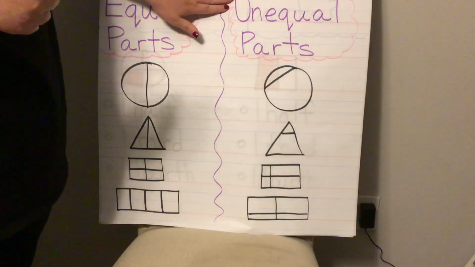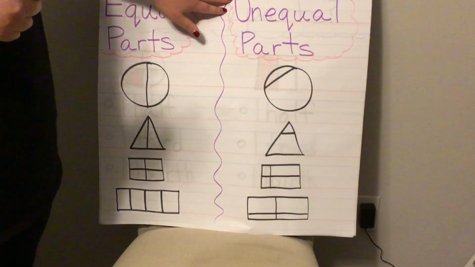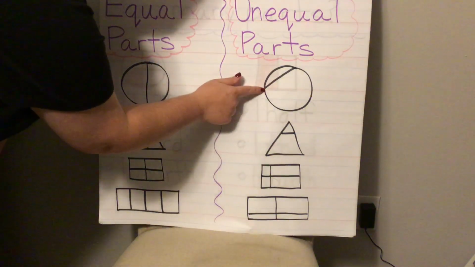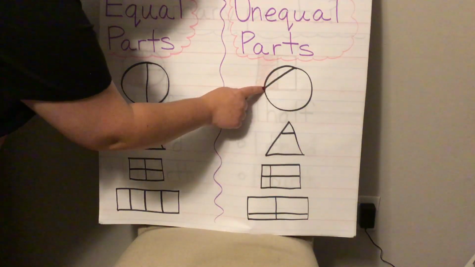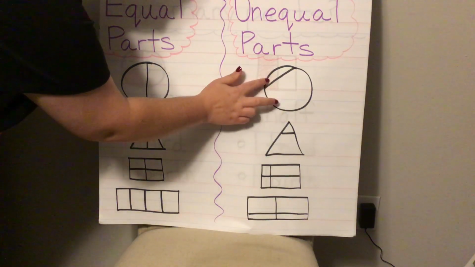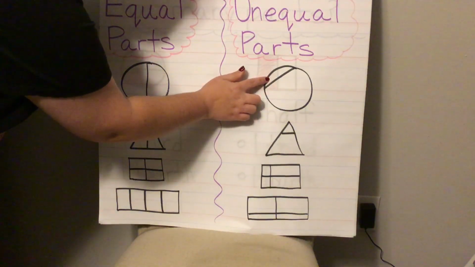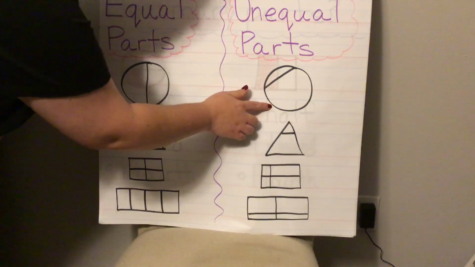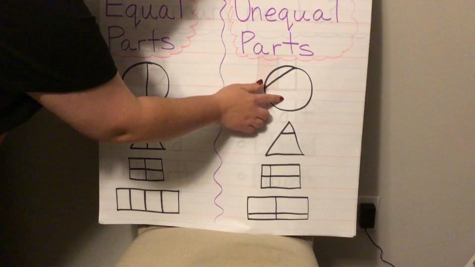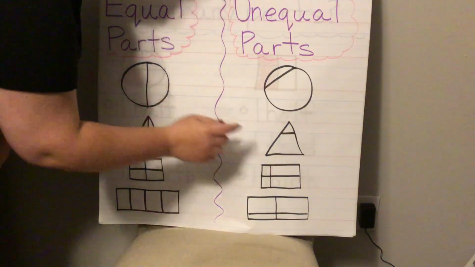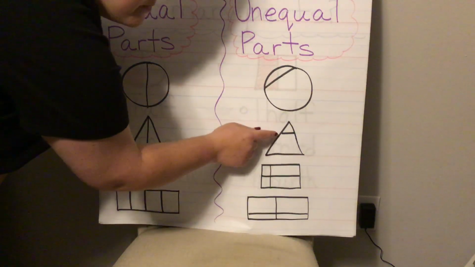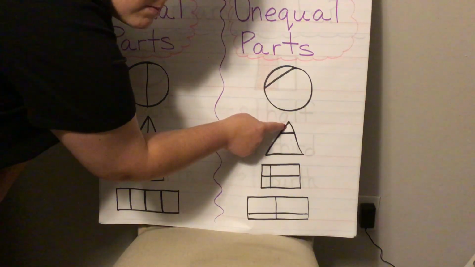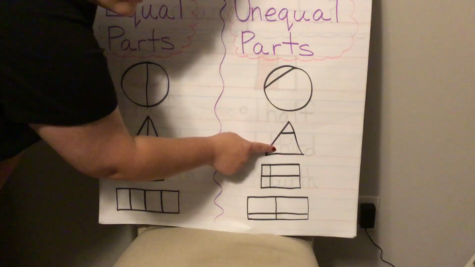Now on unequal parts, unequal means they are not equal, okay? So I drew a circle and I cut my circle up here at the top. Now we can see that my top piece is a lot smaller than my bottom piece down here. So that means that they are not equal. They are not the same size. They are unequal. My triangle, I cut it across the top up here. Now I can see my top part is smaller than my bottom part, which means they're not equal.